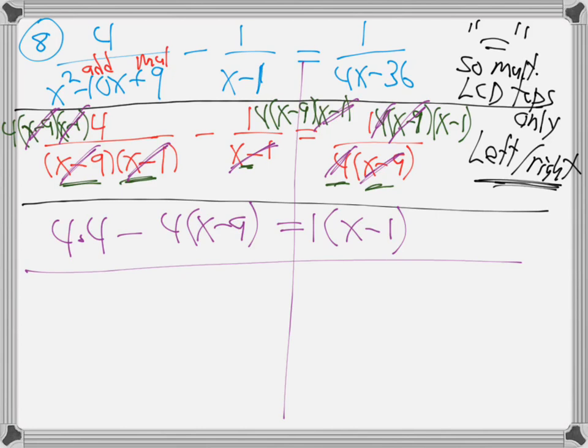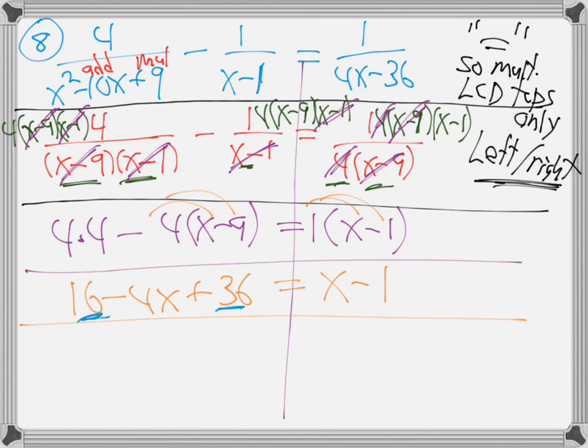So then we say, okay, 4 times 4 is 16. That minus 4 is going to distribute. Minus 4x plus 36. That 1's going to distribute. Gather like terms, 16 and 36, what is that, 42, 52, like that, yeah.